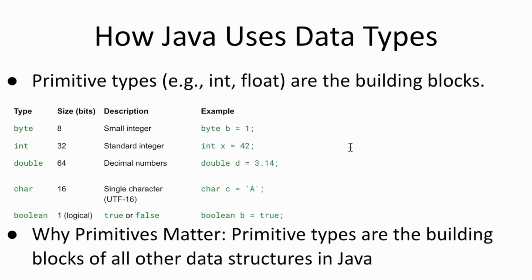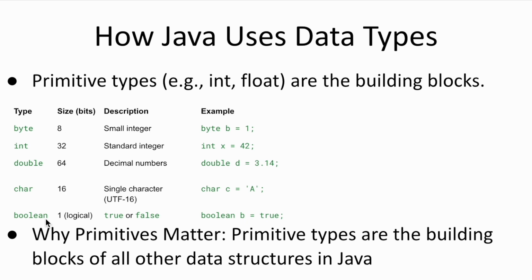Primitive types are the building blocks. In Java, primitive types are the fundamental data units, the smallest elements you can use to store values directly in memory. These include byte, int, double, char, boolean. Unlike objects, which are complex data structures stored on the heap, primitive types are simple and stored directly in the stack in most cases. Why do primitives matter?